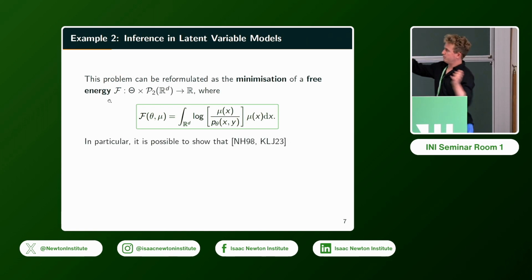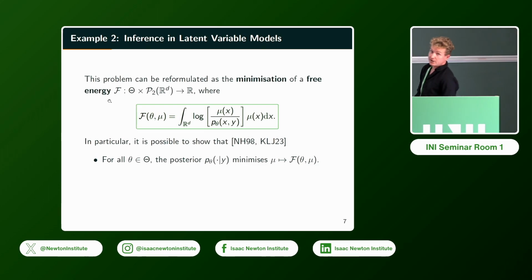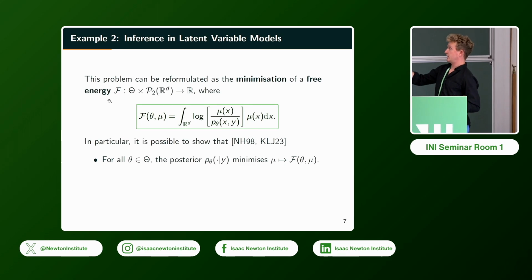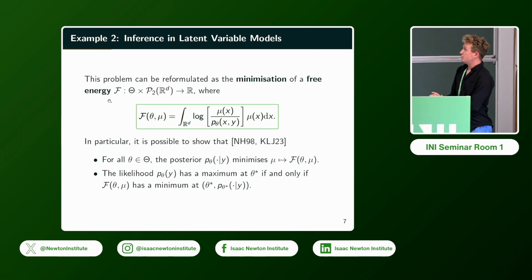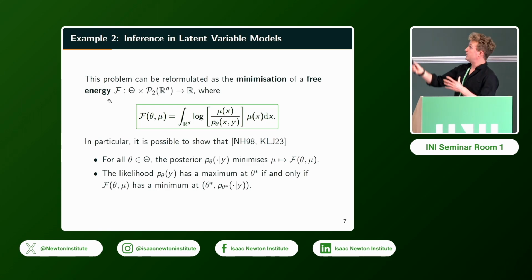Once you expand F out in this way, you can show very straightforwardly that for every theta in your space of thetas, the posterior evaluated at theta uniquely minimizes the function which takes mu to F_theta(mu). And also that the likelihood p_theta(y) has a maximum at theta star if and only if this functional has a minimum at (theta star, p_theta star). So in other words, we can view this inference and learning problem for latent variable models as the minimization of this free energy functional.